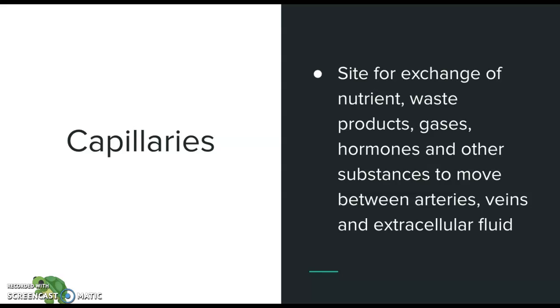So it's a site of exchange of nutrients, waste products, so your carbon dioxide, all your different types of elements that are in your body. Gases will actually pass through, hormones, any other substances that move between your arteries and veins, and also the extracellular fluid. Extracellular fluid we get more into when we talk about the lymphatic system.